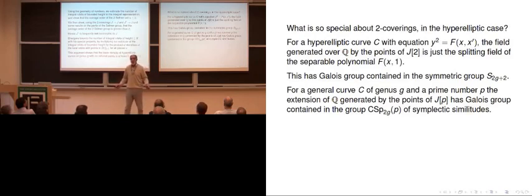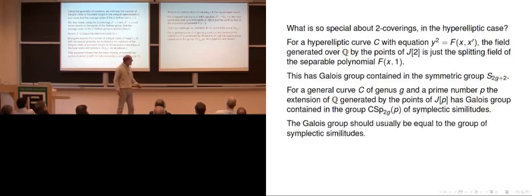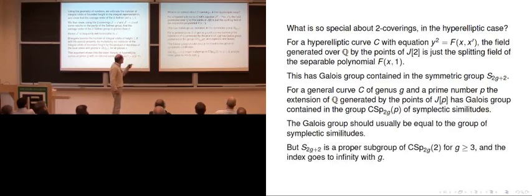Right? And so if we were lucky, this is the group we'd get. In particular, for p odd, on a hyperelliptic curve, we'd expect this big symplectic group. And this symmetric group is a tiny subgroup of this symplectic group at the prime 2 for the genus at least 3, and the index goes to infinity with g.